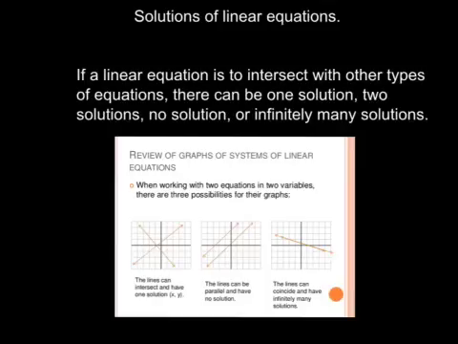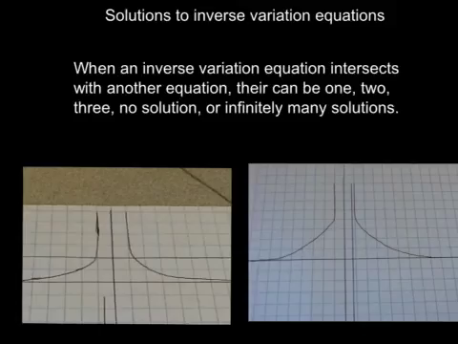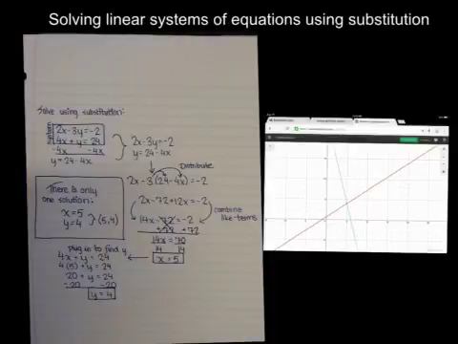Solutions of linear equations. If a linear equation is to intersect with other types of equations, there can be only one solution, two solutions, or no solution, or infinitely many solutions. If quadratic equations are to intersect other equations, there can either be no solutions, one, two, or all solutions. Solutions to inverse variation equations. When an inverse variation equation intersects with another equation, there can be 1, 2, 3, no solution, or infinitely many solutions. Here's an example of a system where two linear equations intersect.